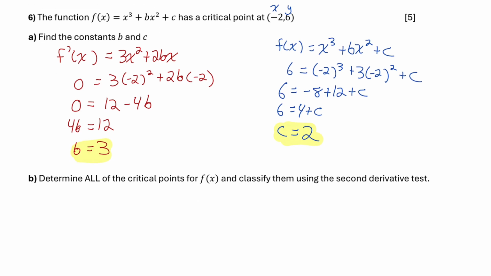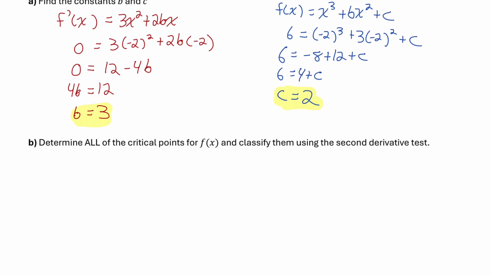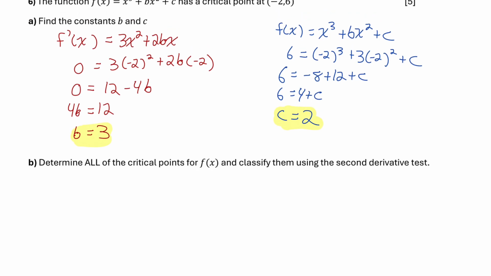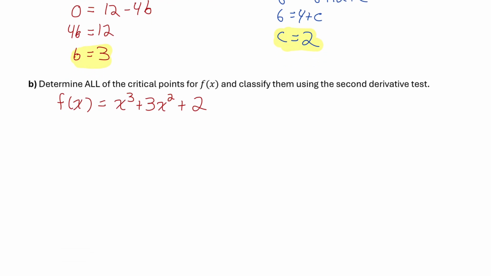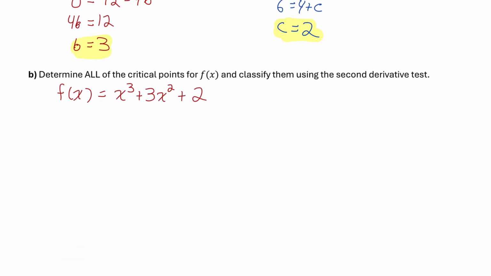Let's go on to part B that says determine all of the critical points for f of x. So now that I have the values for b and c, I can clearly define my f of x function. Let me find all the critical points for this function. For a degree 3 polynomial function, all of the critical points are going to be the points that have a slope of 0. So I can find those points by finding what x values make the derivative be 0.